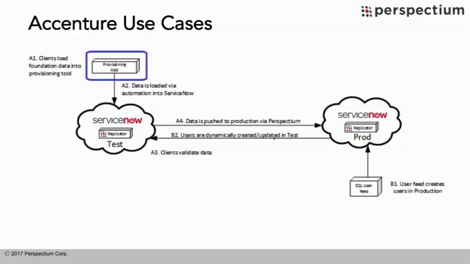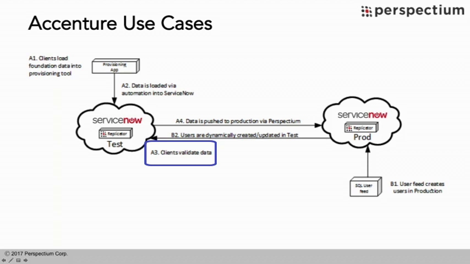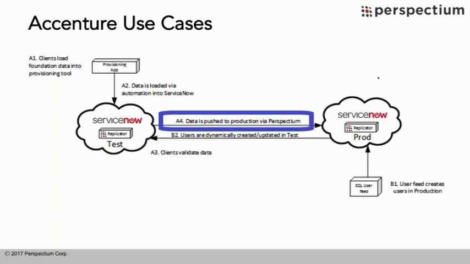We have an external provisioning tool that our clients use to capture data, and then we have automation in place that turns around and creates that data in ServiceNow. We allow our clients into our test environment and allow them an opportunity to view what was provisioned based off what they loaded into the tool. And then once they say they're ready to go, we provision that via automation. We use Perspectium to share that data between test and production.